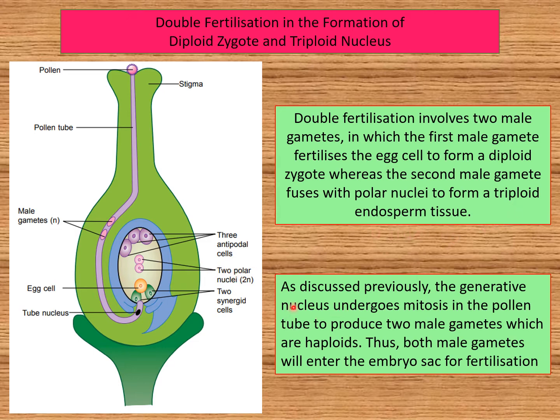As discussed previously, the generative nucleus undergoes mitosis in the pollen tube to produce two male gametes which are haploid. Thus, both male gametes will enter the embryo sac for fertilization. So these two male gametes are from the generative nucleus. The generative nucleus divides by mitosis to form two male gametes.